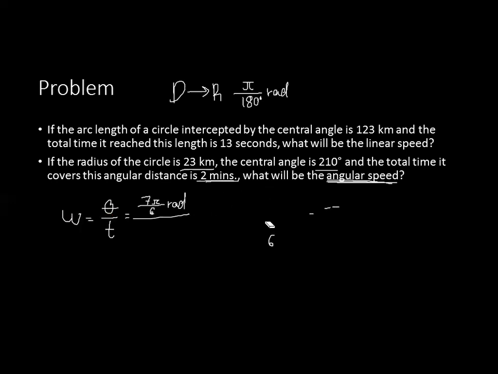Let me erase this one because I'm going to need some space. So 2 minutes. All right, there we go. So what we can do now is simplify this answer. Okay, this is a complicated fraction. By simplifying it, we will have 7 pi all over 12 radians per minute. And that is our answer.